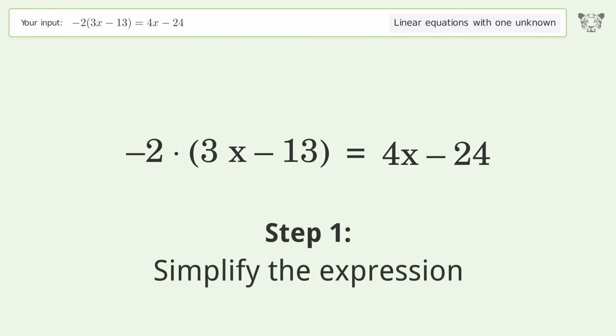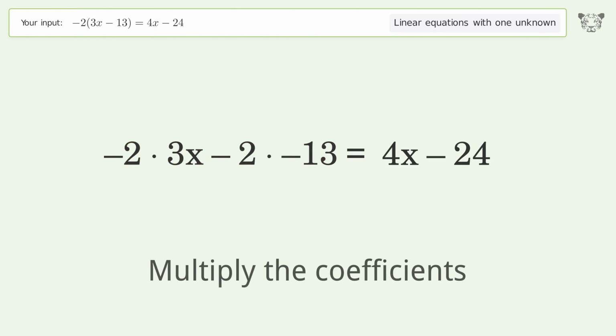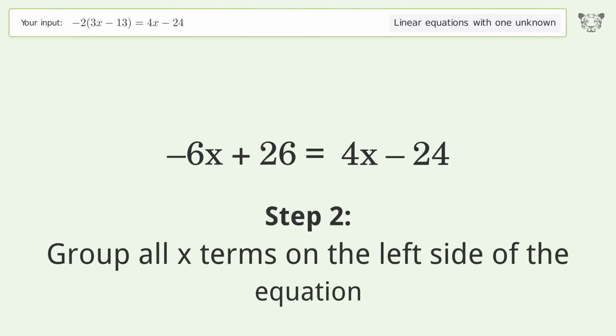Simplify the expression. Expand the parentheses. Multiply the coefficients. Simplify the arithmetic. Group all x terms on the left side of the equation.